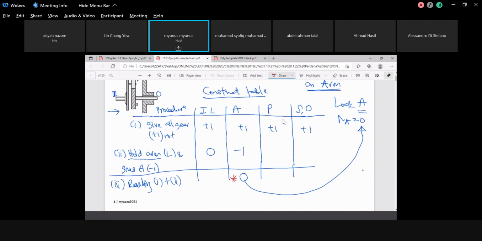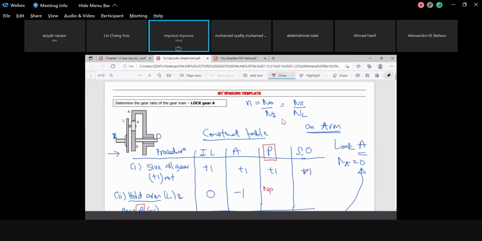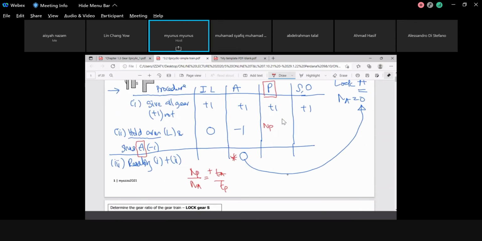Okay, now we move. Now our aim is to define NP. Look at here, this NP and NE. So you have N, P and A. So NP by NA is equal to TA by TP. Am I correct or not? Yes, sir. But remember, ANP is what, internal or external connection? Internal. So you have same direction, positive. So you have positive here. Therefore, you will have NP is equal to TA by TP.